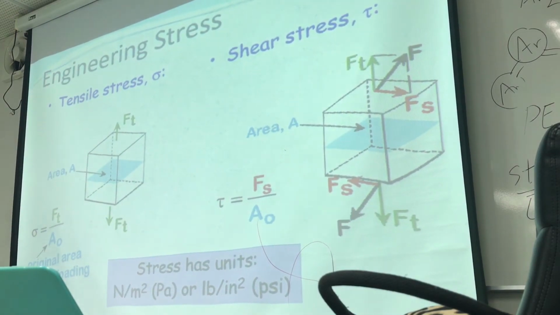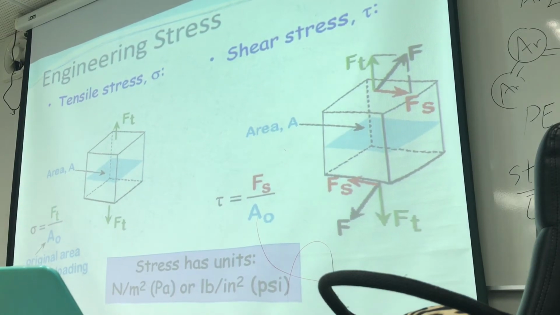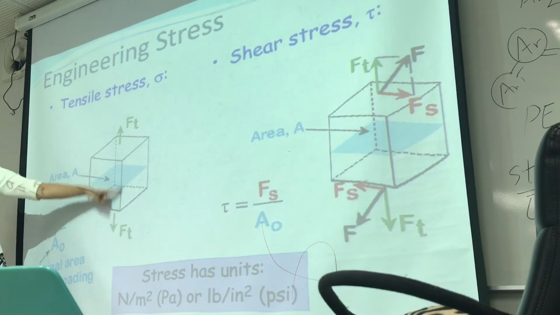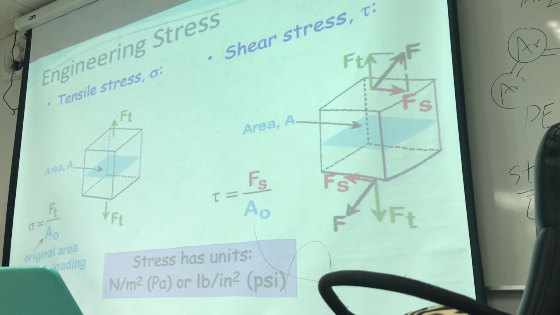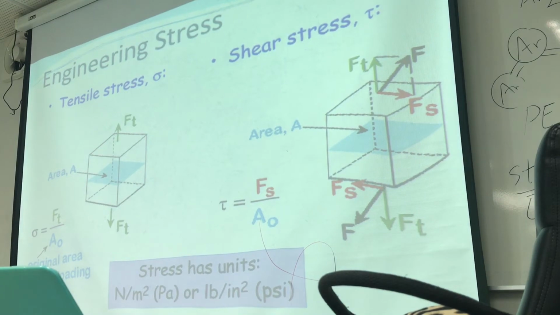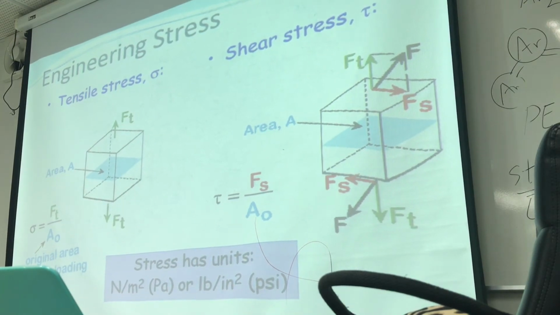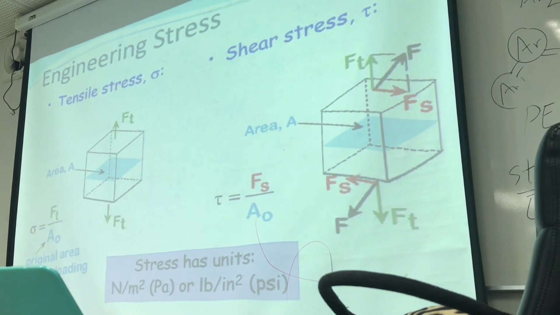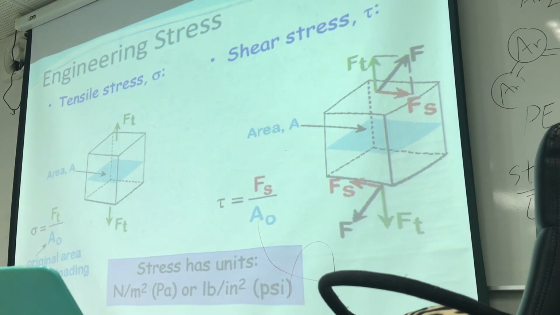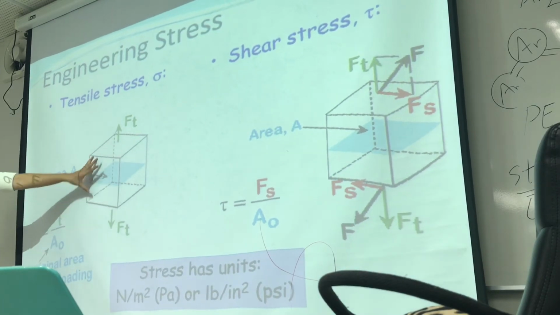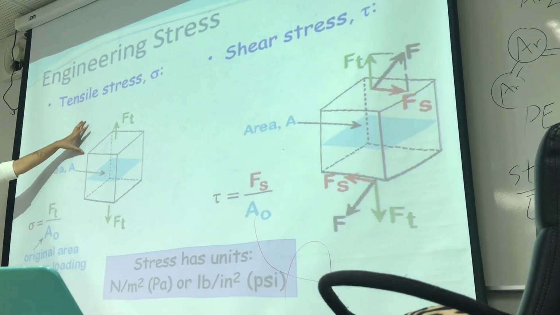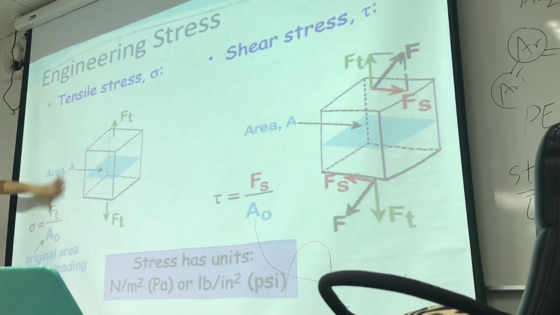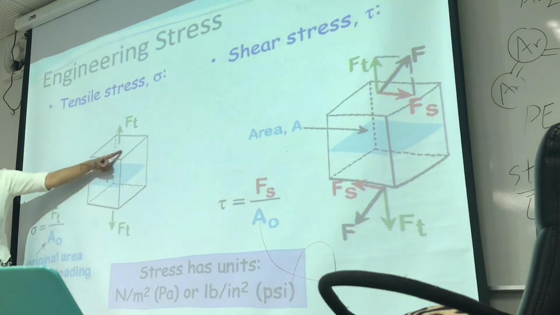Let's talk about this. When we apply the force like this, what mode is this? I told you there are 4 modes. What are the 4 modes? First is tensile, then compression, then shear, and then torsion. In this case, it is tensile, because the direction of the force is perpendicular to the area. So basically, we have force over area.